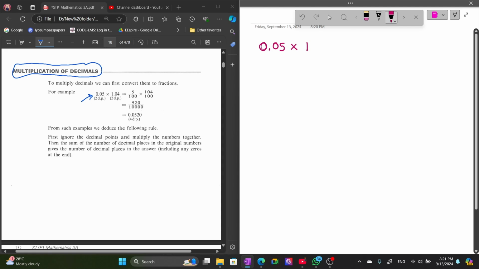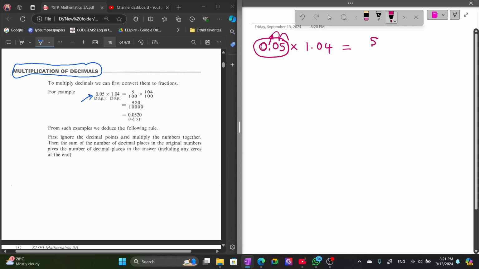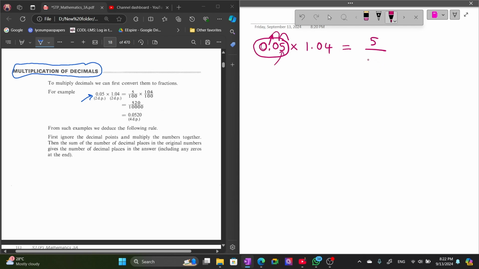0.05 times 1.04. So the first step we are going to do is write this as a fraction. You know that if we take the decimal point to the right two places, we get 5. So we have taken the decimal point to the right to make this a whole number without any decimal point. We took it two places, so we get 100.